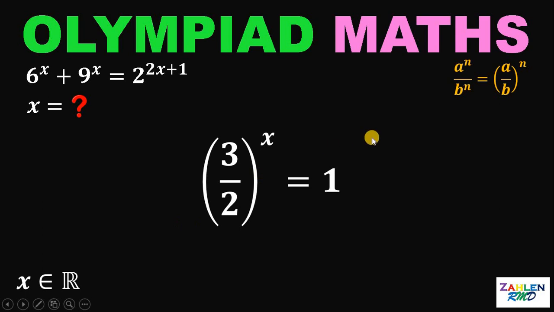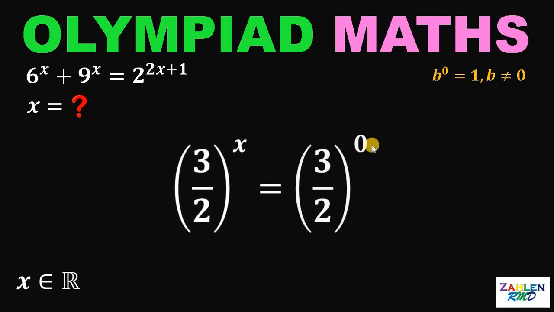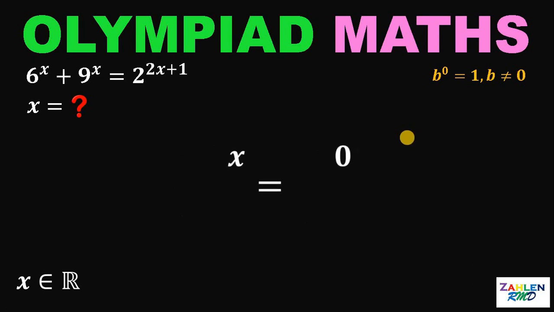Now, take note that if we have b raised to 0, it is always equal to 1, provided that b is not equal to 0. Now, since 3 over 2 is not equal to 0, therefore this 1 can be written as 3 over 2 raised to 0. And clearly, we have the same base and they are equal. It follows that their exponent must be equal. Therefore, we can say that x must be equal to 0.